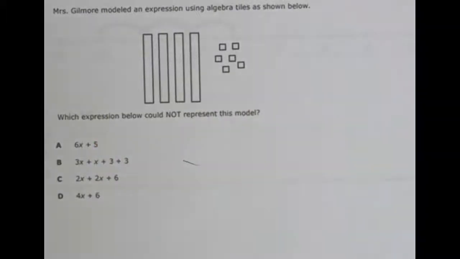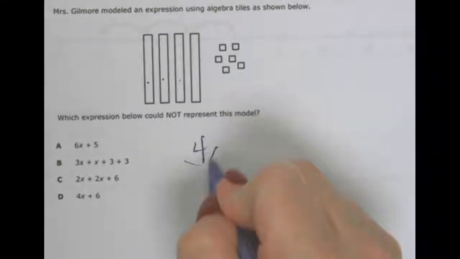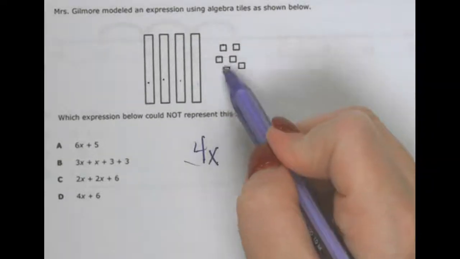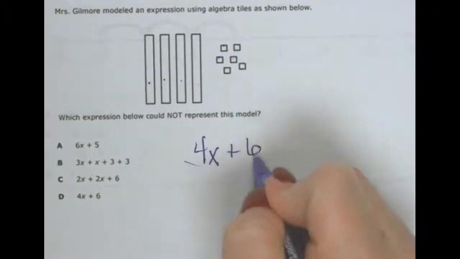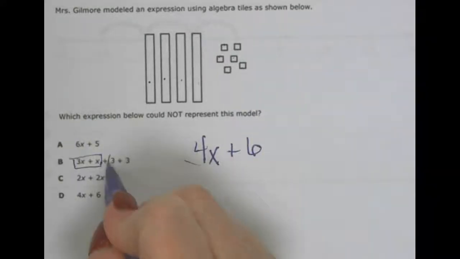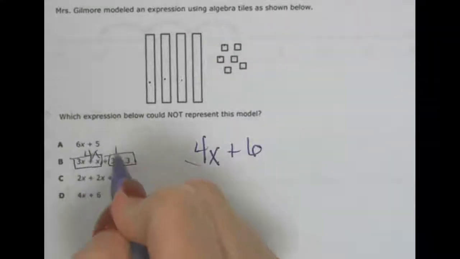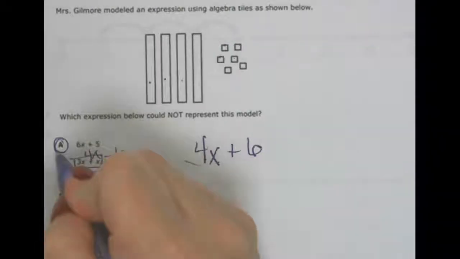Gilmore modeled the expression using algebra tiles as shown below. 1, 2, 3, 4. 4x. 1, 2, 3, 4, 5, 6. Plus 6. This is 4x. This is 6. This is 4x, and this is 6. So my answer is A.